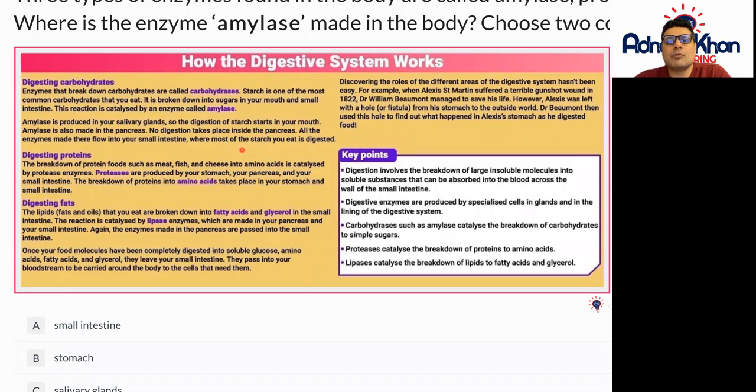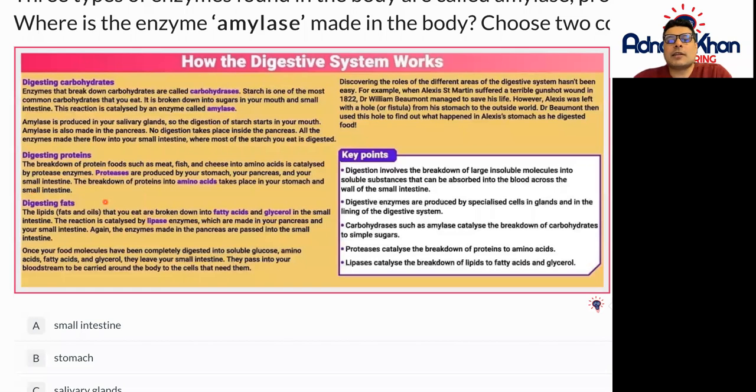So, digesting proteins. The breakdown of protein foods such as meat, fish, and cheese into amino acids is catalyzed by protease enzymes. Proteases are produced by your stomach, your pancreas, and your small intestine. The breakdown of proteins into amino acids takes place in your stomach and your small intestine, and this is done by chemicals in your body which are catalyzed by protease enzymes.